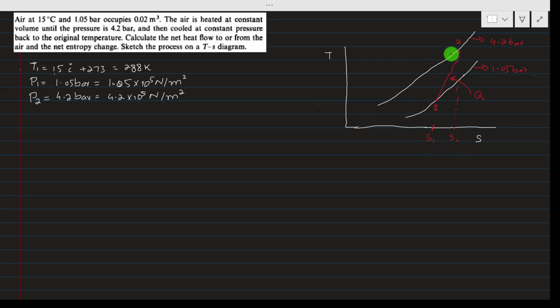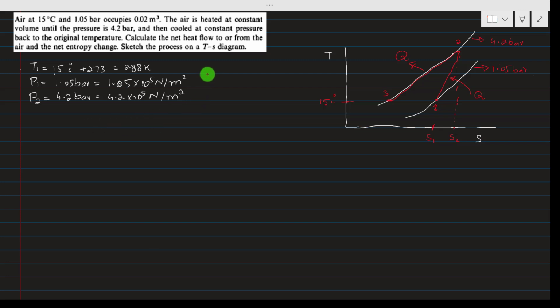Now from 2 to 3, the heat rejection takes place at a constant pressure, that is 4.2 bar. So it will follow this line until the original temperature, that is 15 centigrade, is reached. So our process follows the line 1 to 2 heat addition, then 2 to 3 heat rejection. Heat addition takes place in process 1 to 2, and in process 2 to 3, this is heat rejection. Now let's come to its solution.